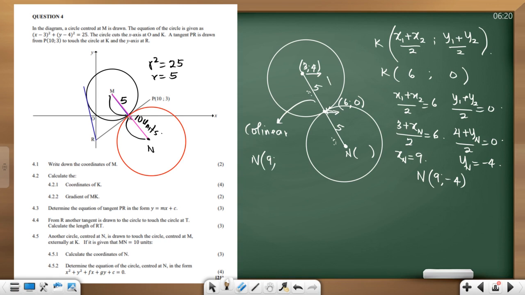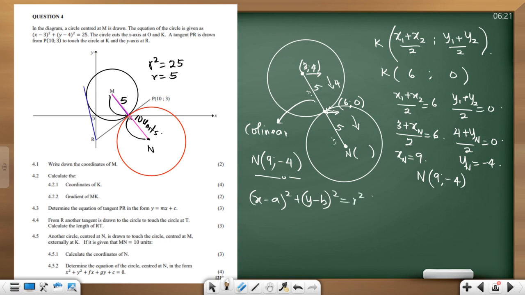4 and 0. We have moved 4 units down. I have to move 4 units down as well. 0 minus 4, negative 4. Please take note: collinear and midpoint. Collinear and midpoint. Lovely. You would have gotten your 3 marks there, whichever method you use. Determine the equation of the circle centered at n in the form of that. Beautiful. Centered at n. We're done with this question.